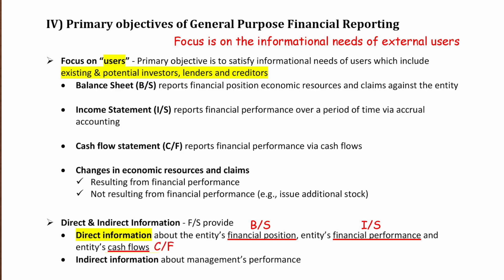Now, besides all of this direct information, when the users look at the financial statements, they also get indirect information, and this is about management performance. So when the users see good numbers on the financials, they give a thumbs up that management has done a good job. But if the users see bad numbers, they sense trouble when they look at the financial statements. They actually say that management has done a bad job with their performance.